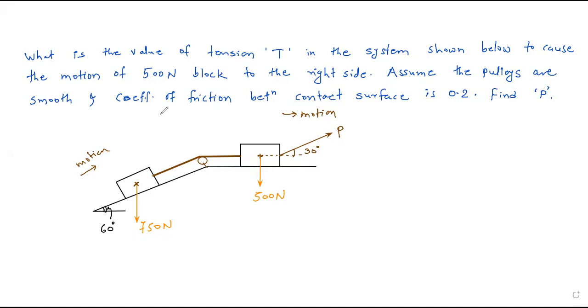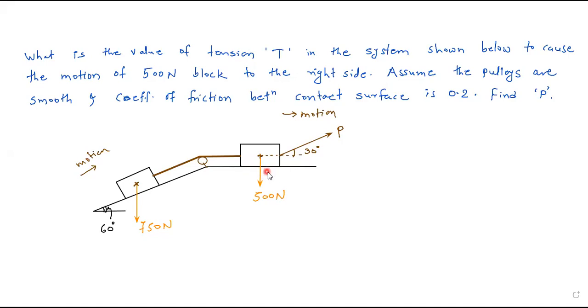Assume that the pulleys are smooth. This we have already talked about. The coefficient of friction will be 0 at the point where pulley and rope are there. Now the coefficient of friction between contact surfaces is 0.2. Now you can see this block here is the contact surface.